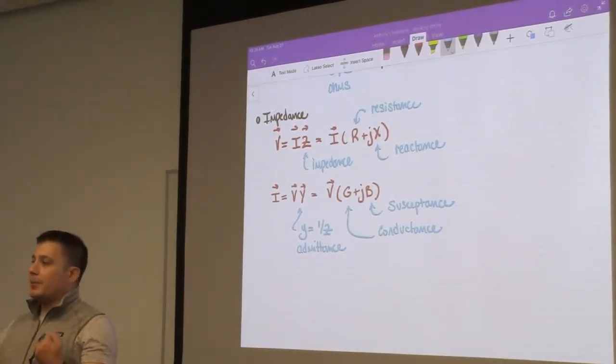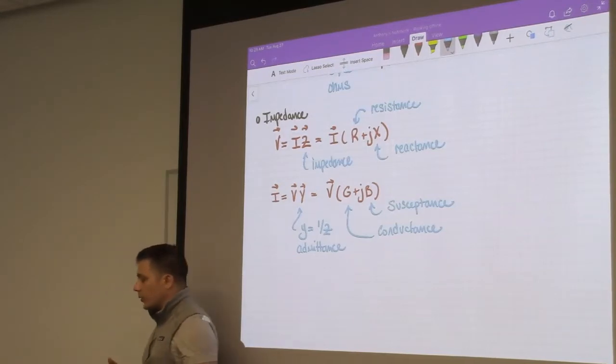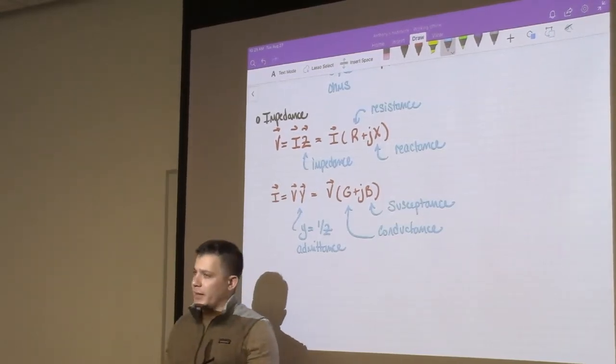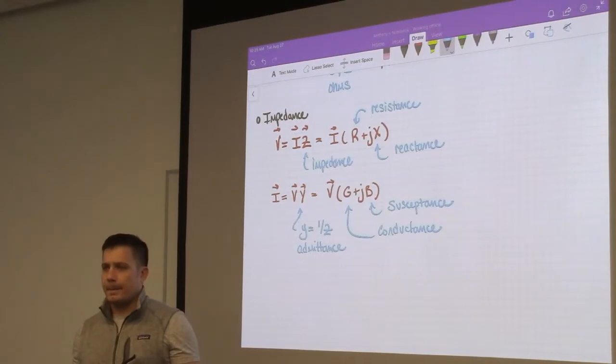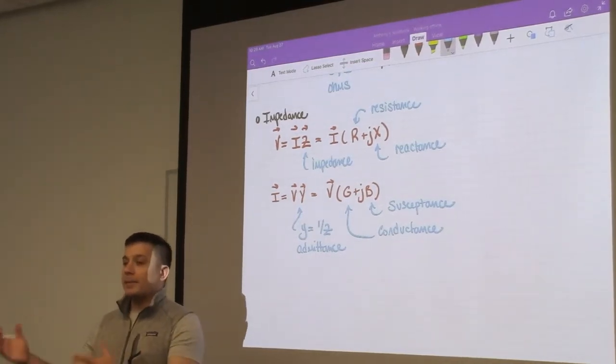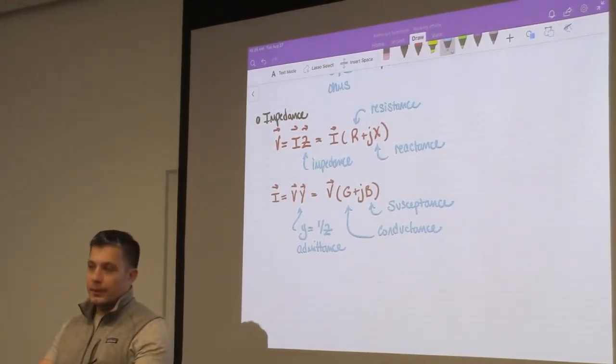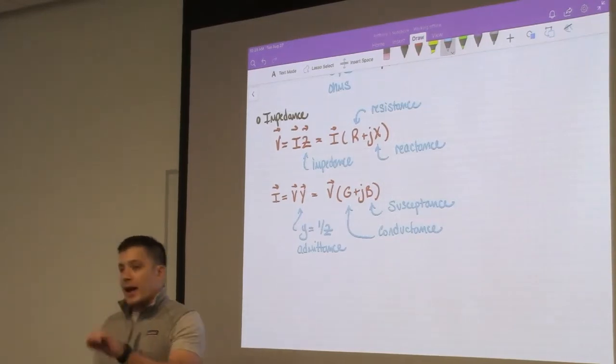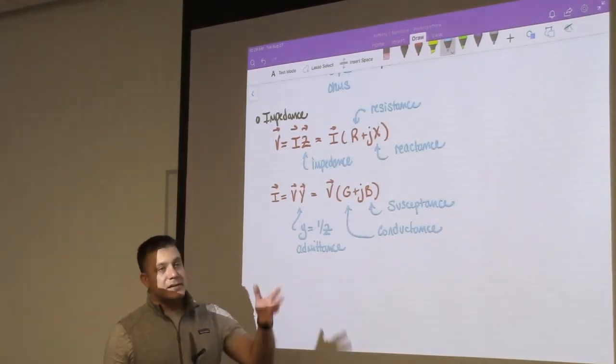Then we have the opposite of that, or the reciprocal. Admittance is 1 over Z, just another way of saying the same thing. So a high admittance means a lot of current will flow. Now that has two components as well, conductance and susceptance.